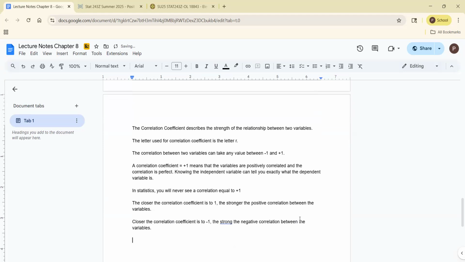So what would a negative correlation look like? A negative correlation could be between the intensity of the sun and the length of time to a sunburn. The stronger or the more intense the sunlight, the less time it will take to get a sunburn. All right, so as X goes up, Y goes down.